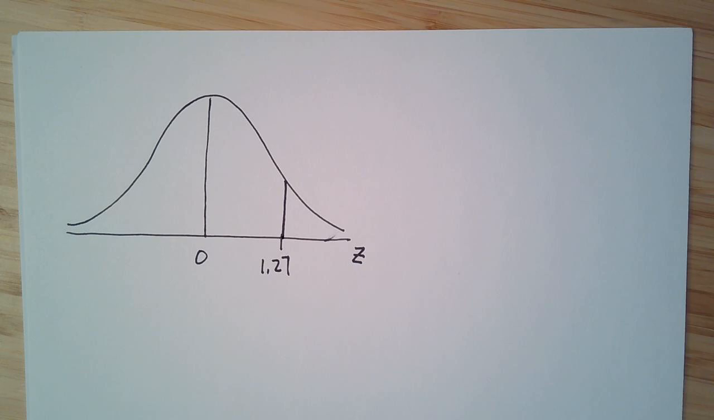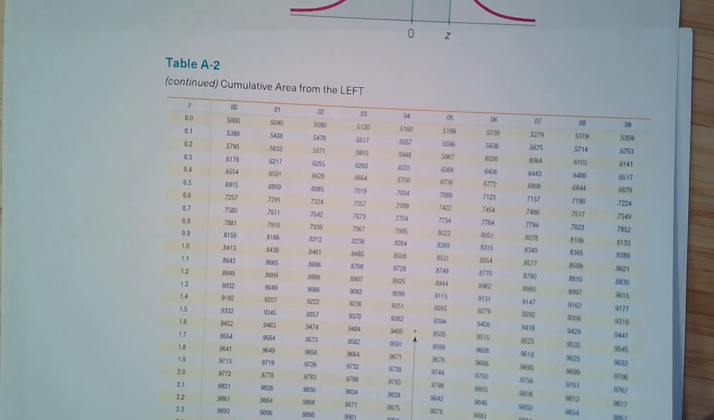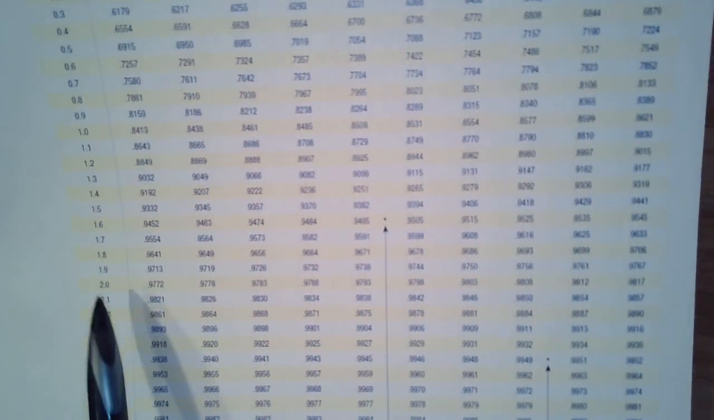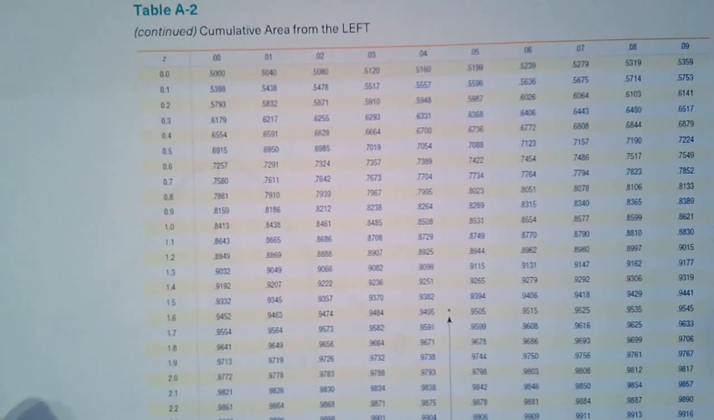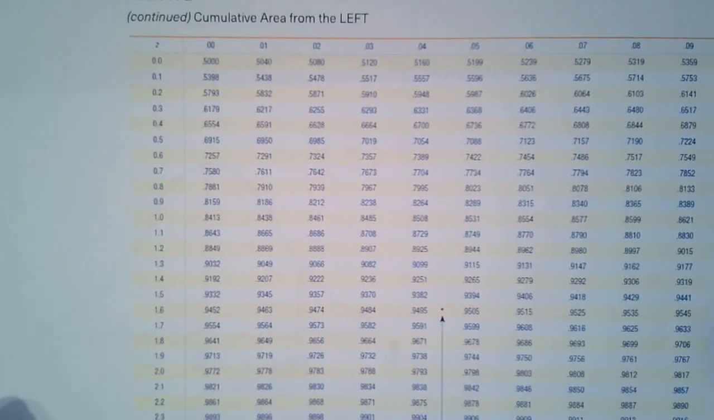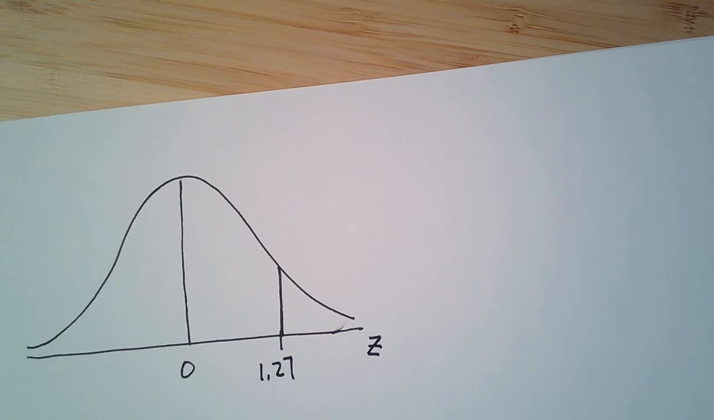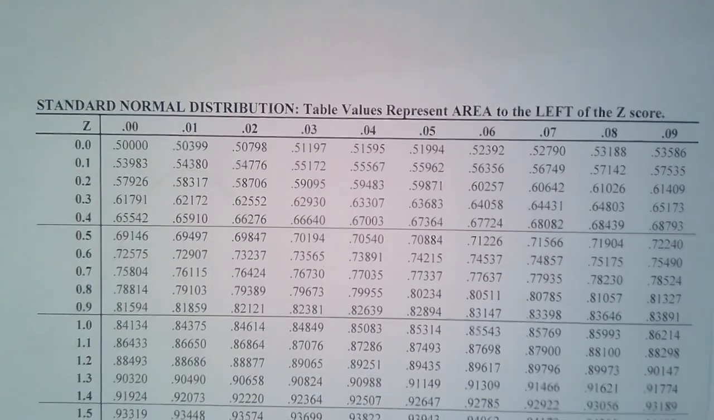Let's check. We're going to use the positive table. 1.27. Here is 1.2. Let's not use this one. The font is so small, and I like to use the bigger one. Okay, we're going to use this one, and I hope that you can print this out and have this with you, because that will help you a lot.